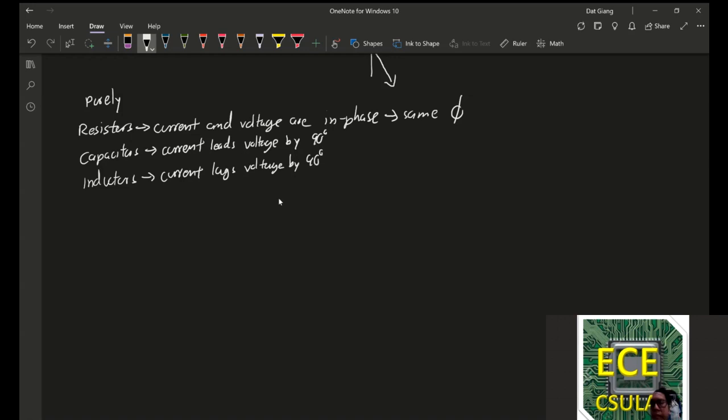Now, just to give you the kind of intuition, it makes sense because for an inductor, you model the voltage as the derivative of current, while for capacitors, you model the current as a change in voltage. As such, usually capacitors make the current lead the voltage, while inductors make the current lag the voltage.